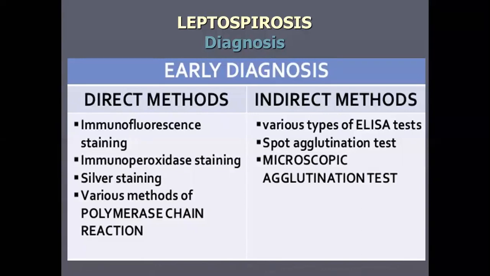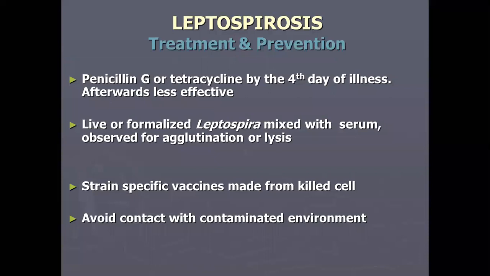So the diagnostic protocol is almost the same as for other bacterial species, depending on the acute phase or the chronic phase of the disease, whether the organism is present in the blood or urine, or it has gone into the immune stage. The treatment is penicillin G or tetracycline, and we can start from the fourth day of the illness, and afterwards it becomes less effective.